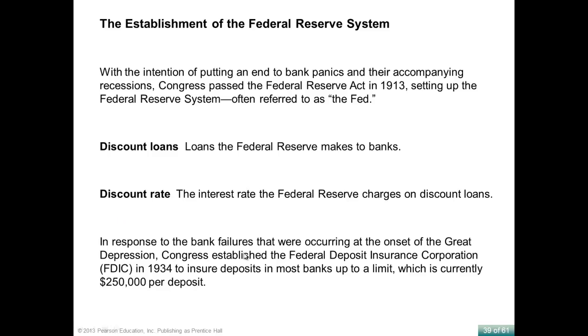In response to bank failures that were occurring at the onset of the Great Depression, Congress established the FDIC. Usually when you go to the bank, there's a little gold card that says this is FDIC insured. And this was created in 1934 to insure deposits at most banks up to a limit, which is currently $250,000 per deposit. So this is to create security in the banking system. So you know if you deposited in a specific bank and they are insured by the FDIC, that up to $250,000 of your deposit is insured.